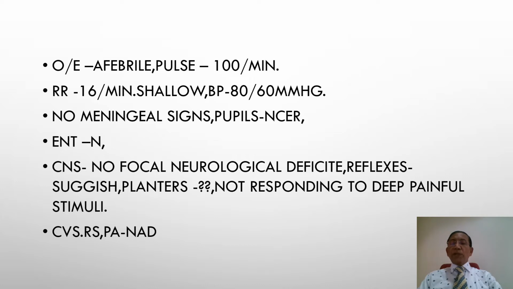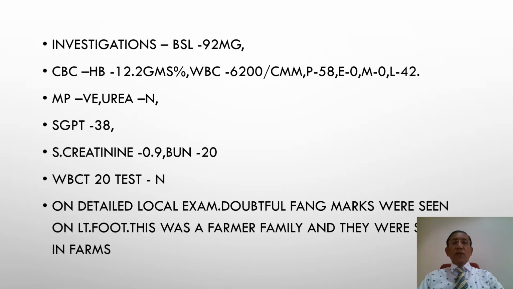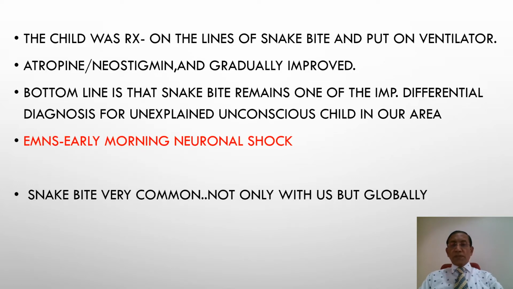CVS, RS, per abdominal examination were normal. In investigations, the blood sugar was 92. Her counts were 6,200. Hb was 12.2. MP negative, urea, SGPT, everything normal. Her WBCT 20 test was also negative, normal. On detailed examination, we found that there was a doubtful fang mark on the left foot. So this was a farmer family and they were actually staying in the farm.